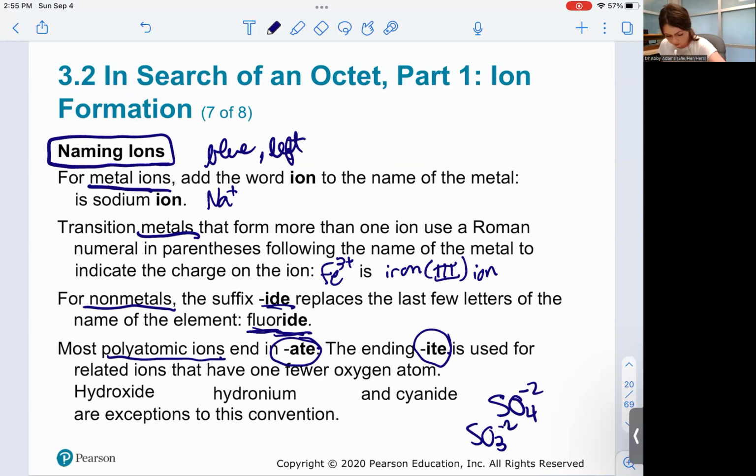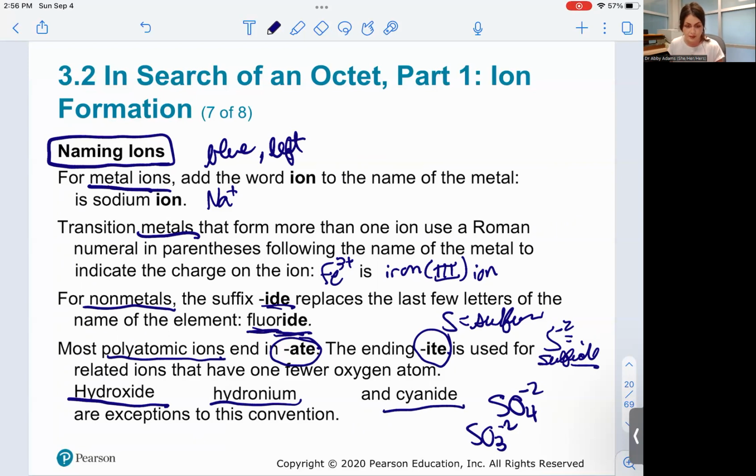But no, remember that here you'll just have sulfur. And if you have this negative charge on sulfur, you have sulfide, because of where it is on the periodic table and because of what it is, a non-metal. And so you have some examples of these polyatomic ions. Of course, cyanide is an exception to hydroxide, hydronium. You just have to keep track of that. You just have to make it only slightly tricky.